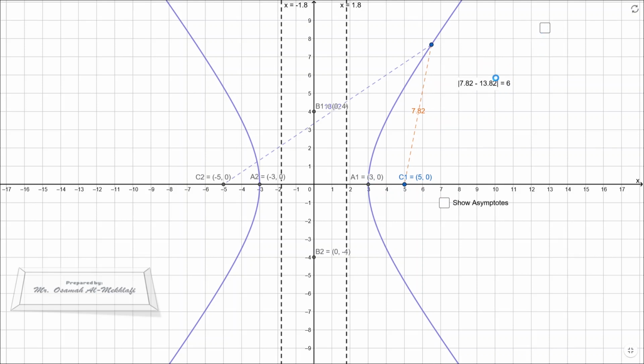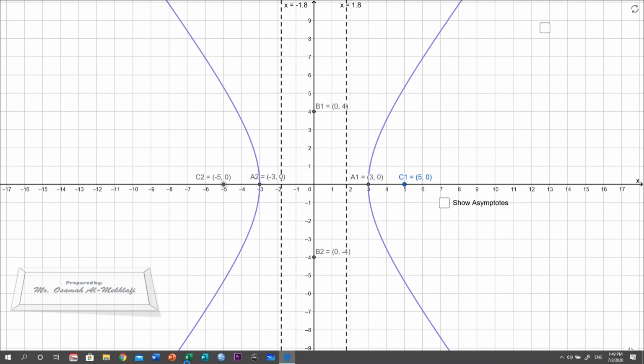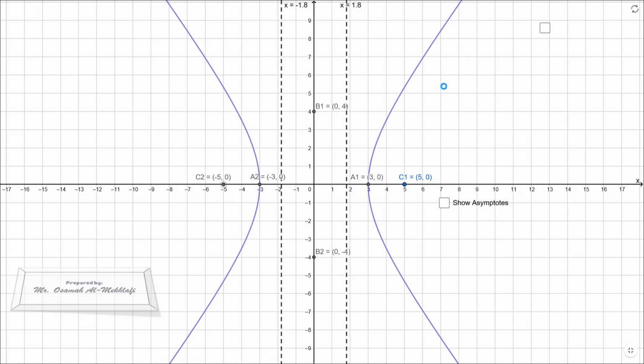Right? So these are the vertices. So the vertices are A, this one and this one. B are on this other axis, and C are right here. This is the focus, and it's enclosing the focus. Okay, look at this, guys. First of all, we call this axis from A1 to A2 the transverse axis. We don't call it major axis or minor axis. We call it the transverse axis.